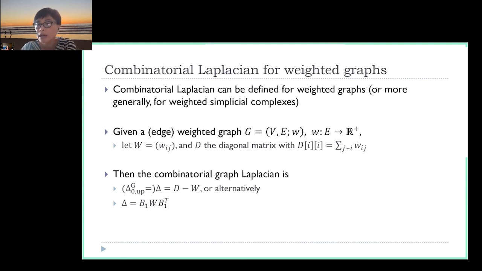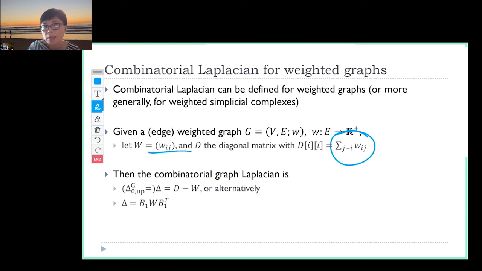So suppose we have an edge-weighted graph where edges have weights. Now for every edge, we consider a matrix W, which is basically the weighted version of the adjacency matrix. So if you have an edge between nodes i and j, you put the weight of ij in the corresponding entry. And you also change the matrix D, which is the diagonal matrix. Before, the ith diagonal entry is the degree of vertex i. Now you change that to be the sum of the total edge weights for edges incident to i. So with these two modifications, the weighted combinatorial graph Laplacian is defined to be D minus W, same as before.